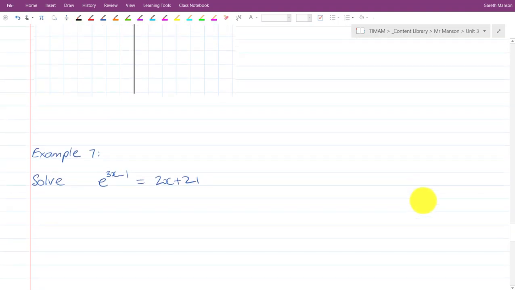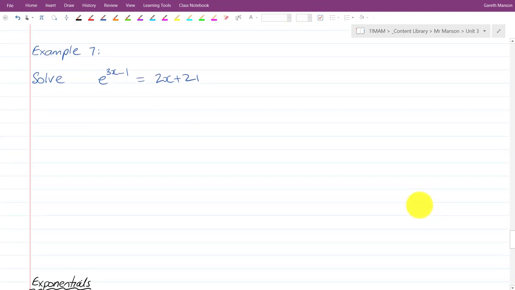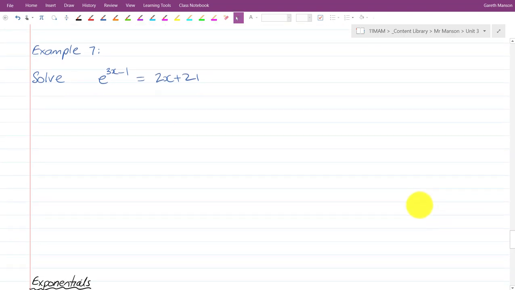And example 7 is a solve example. I just wanted to show you this quickly on a calculator because this might really help. This is something that could come up potentially in a tech active exam. Because you've got an exponential equal to a linear function, it is unsolvable by hand.